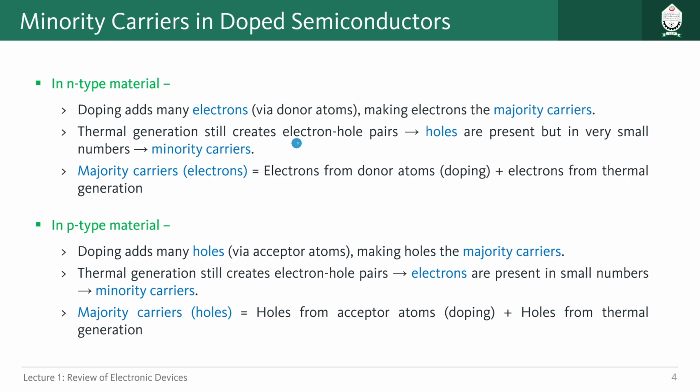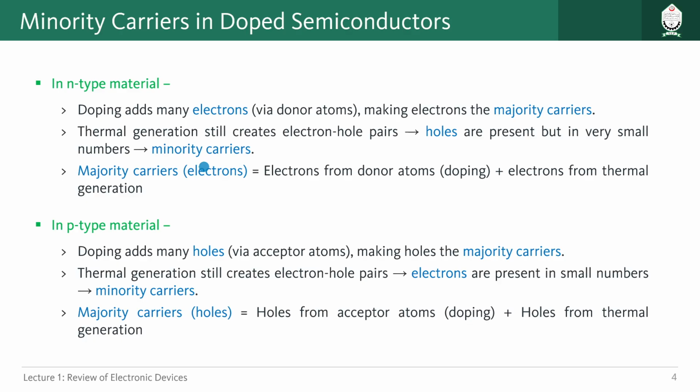Thermal generation still creates electron-hole pairs. So in the intrinsic carriers, holes are present but in very small numbers. These are called minority carriers. Whenever we have thermal generation in the intrinsic material, without doping, we already have some electron-hole pairs in the semiconductor because of temperature. The electrons generated from thermal generation and also the electrons created by doping, these two added together are called majority carriers for n-type materials. The rest of the carriers, which are holes, are called minority carriers.